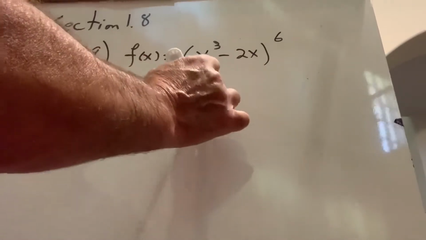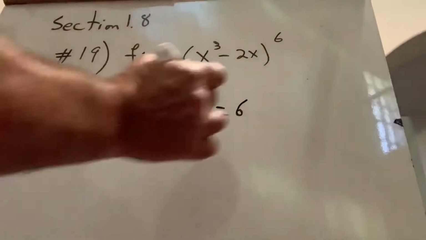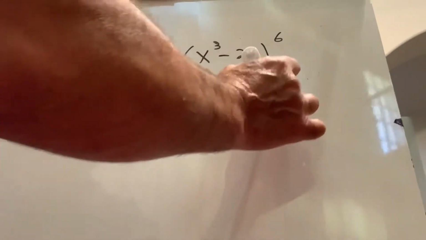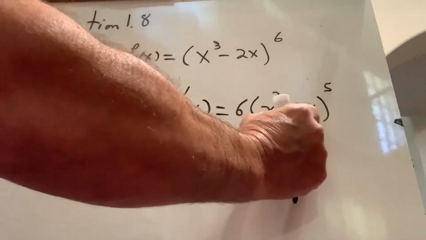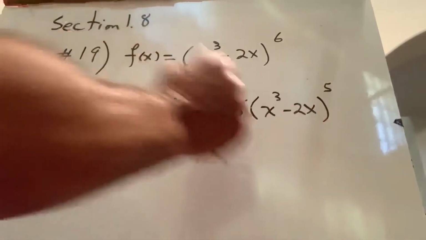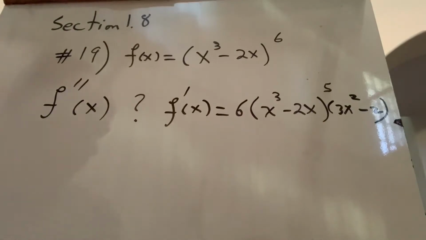Obviously in the last section we learned the extended power rule. So as you remember, the rule says you bring the power down times the function to the power minus 1, 6 minus 1, which is 5. But again, don't forget, times the derivative of the function that's being raised to a power. So here it'll be the derivative of x cubed, of course, is 3x squared, and then minus the derivative of 2x, which is 2. Okay, so there is your first derivative.